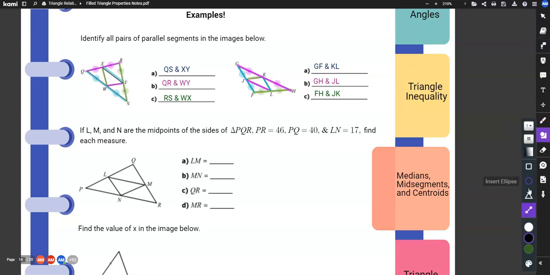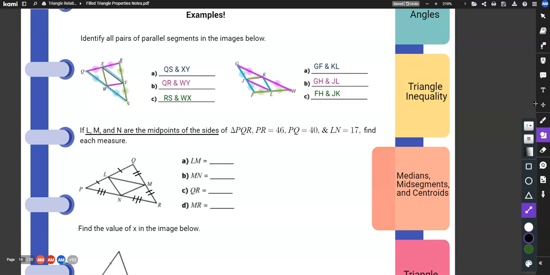So the first thing I'm going to do is add the congruence tick marks based on given information. So if I look here, it says if L, M, and N are the midpoints of the sides. So I'm going to go through and mark L as a midpoint. I am going to mark M as the midpoint of QR. And then I'm going to mark, or sorry, N as the midpoint of segment PR. And I'm doing this using the line tool, making tick marks.